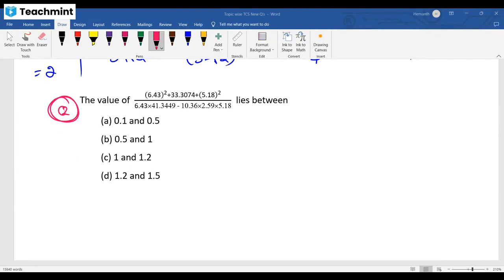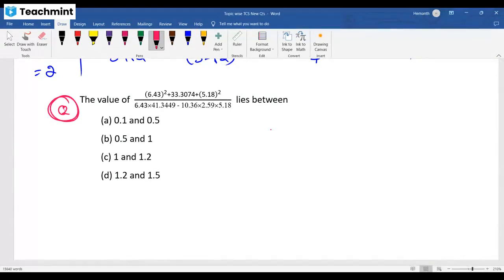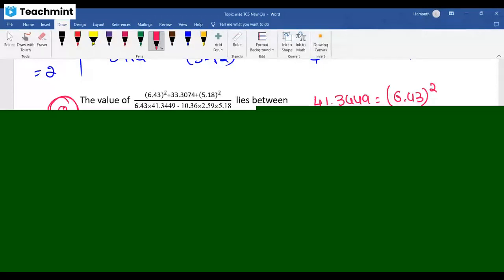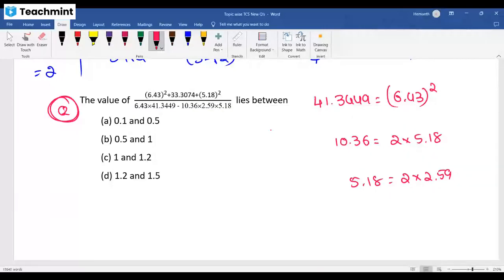What is the answer? See, if you work on that properly, 41.3449 is 6.43 whole square, if I'm not wrong. 10.36 is 2 into 5.18. 5.18 is 2.59 double. Somehow all are related, if you check exactly. So 33.3074 is also 5.18 whole square, if I'm not wrong.